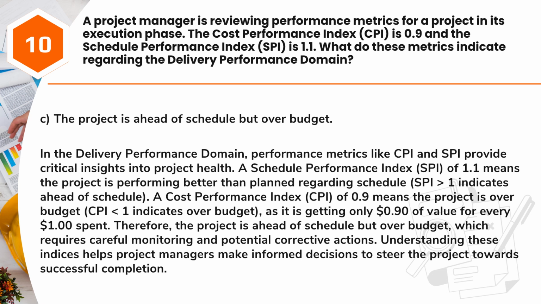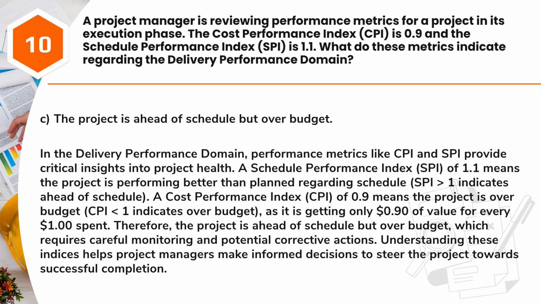In the delivery performance domain, performance metrics like CPI and SPI provide critical insights into project health. A Schedule Performance Index, SPI, of 1.1 means the project is performing better than planned regarding schedule. SPI greater than 1 indicates ahead of schedule. A Cost Performance Index, CPI, of 0.9 means the project is over budget.